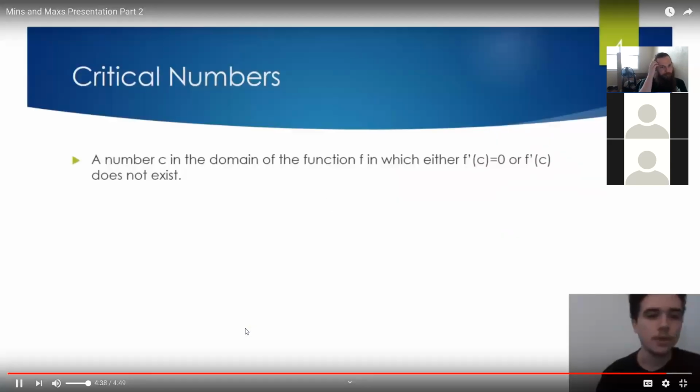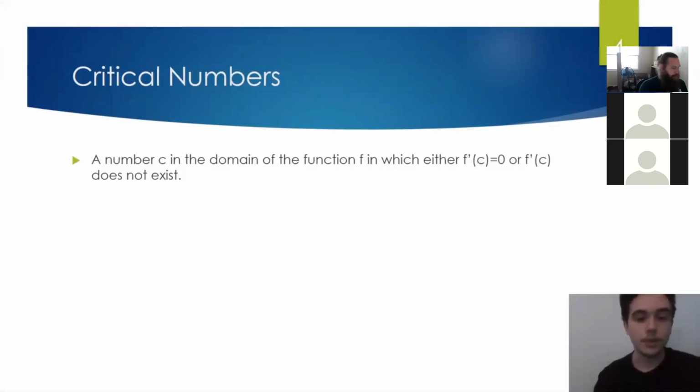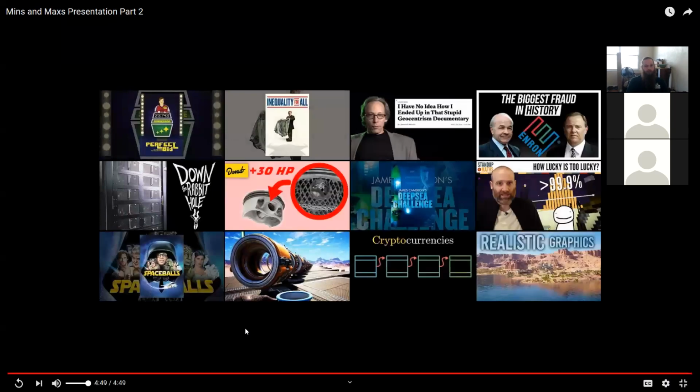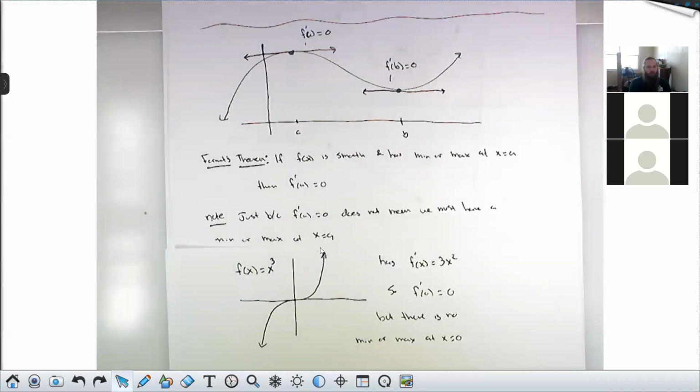We're going to be talking about critical numbers, which is a number in the domain of a function f in which either f prime of c equals 0 or f prime of c does not exist. All right. So that last sort of thing was the idea of a critical number. A critical number is anywhere in the domain of the original function where the derivative is either 0 or undefined.